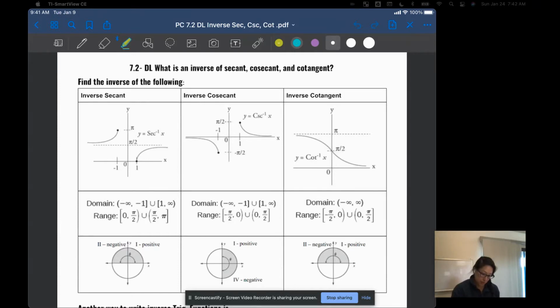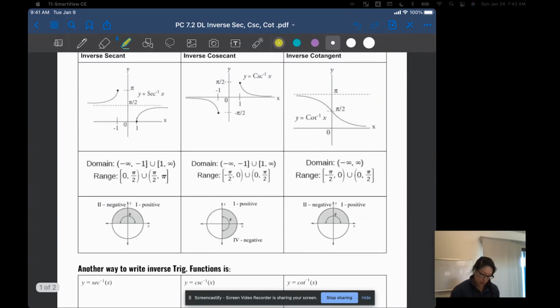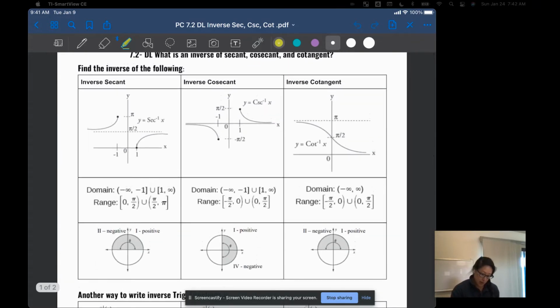Cosecant, the middle one, has a domain where you cannot equal any value between -1 and 1, so anything in the middle here, okay? And the range is from negative pi over 2 to pi over 2. So it's shown here, which tells us that our angle answers are given to us from quadrants 4 and 1. That's where we're going to draw our triangle as well.